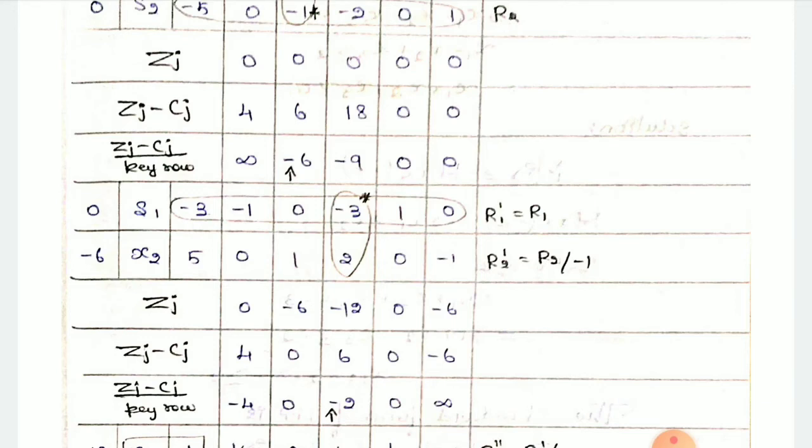0 divided by 1 is 0. 6 divided by 0 is infinity. So here we have to choose the least negative. So minus 4 and minus 2, we have to come with minus 2 as the least negative. So this is your key column. So the intersection point is minus 3. So in the next step you have to change: S1 is the leaving variable, X3 is the entering variable. So you have to change minus 3 into 1, 2 to 0.